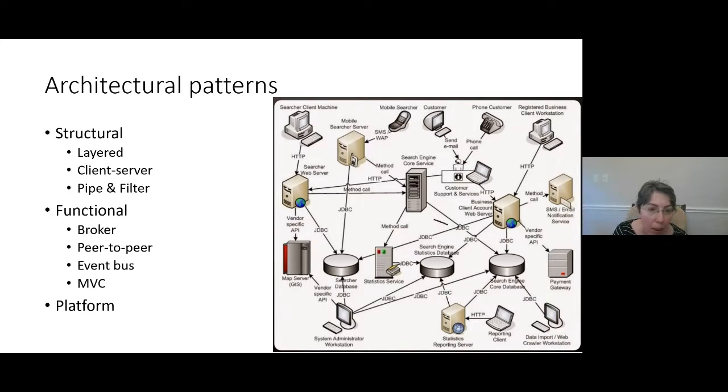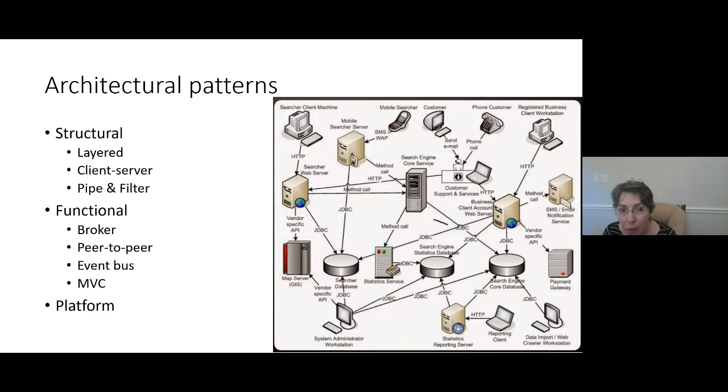Pipe and filter is one of the ways to think about the data flow through the system. Data is pushed in different directions, filtered, and actions happen depending on what shows up there.